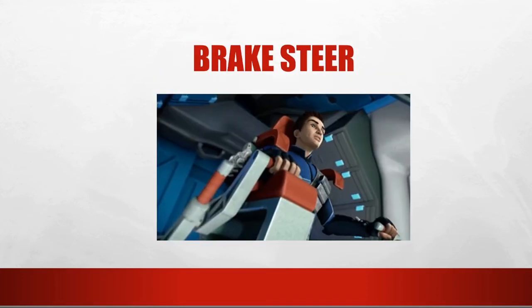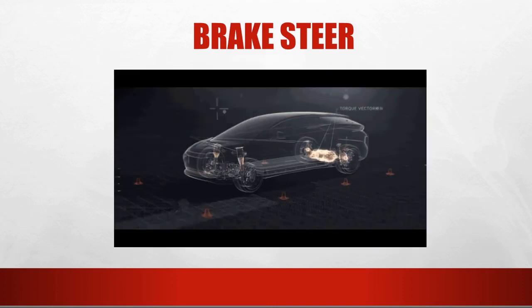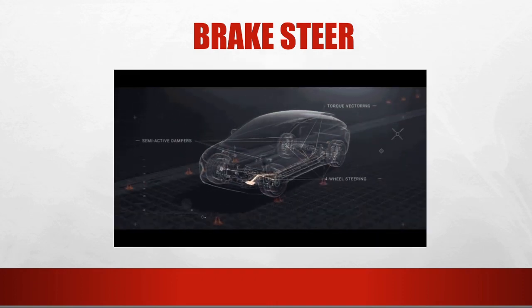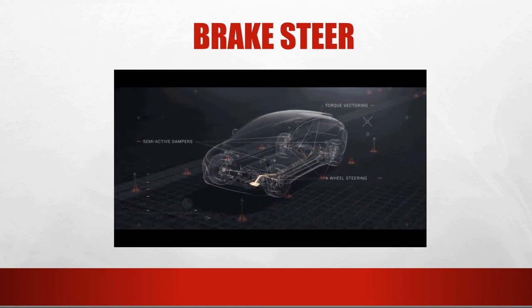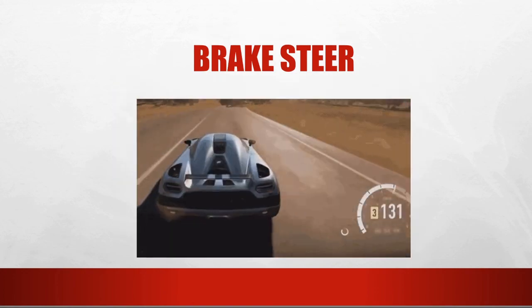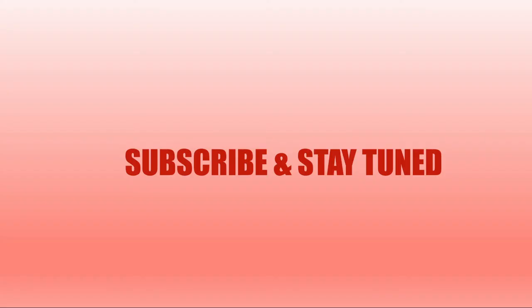Let's jump into brake steer. It's an unwanted steering movement which occurs due to improper braking and locking of tires, which makes the car get steered in a particular direction. To reduce this, we have systems such as ABS, that's anti-lock braking system. This will be the topic for some other video.